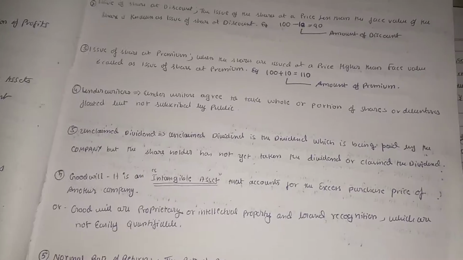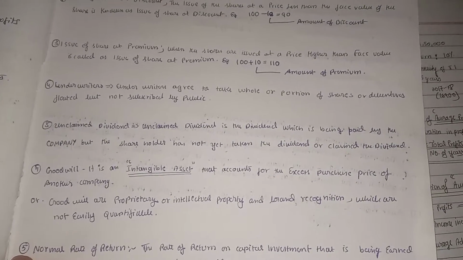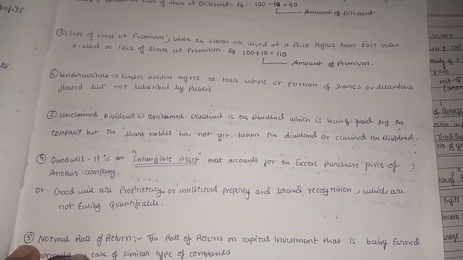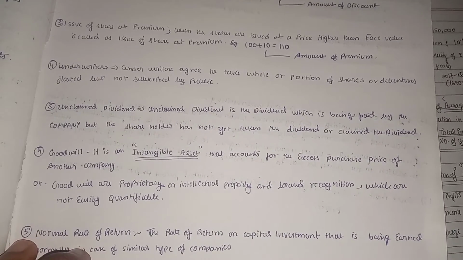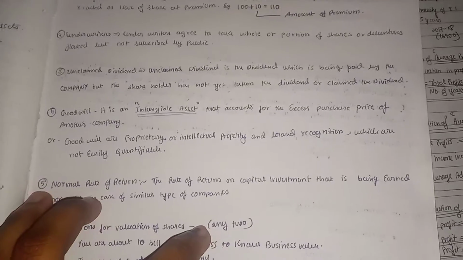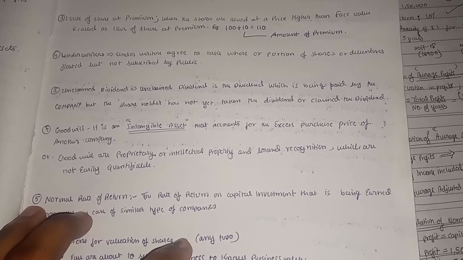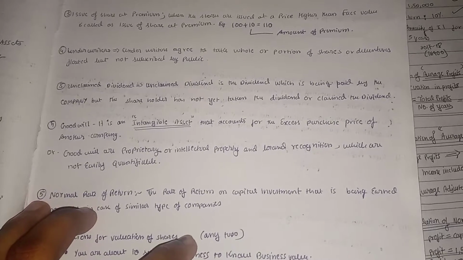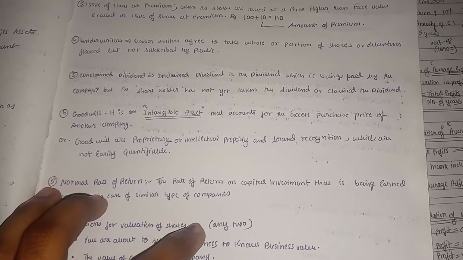Underwriters. Underwriters agree to take whole or portion of shares or debentures floated but not subscribed by public. Unclaimed dividend. Unclaimed dividend is the dividend which has been paid by the company but the shareholder has not yet taken or claimed the dividend.